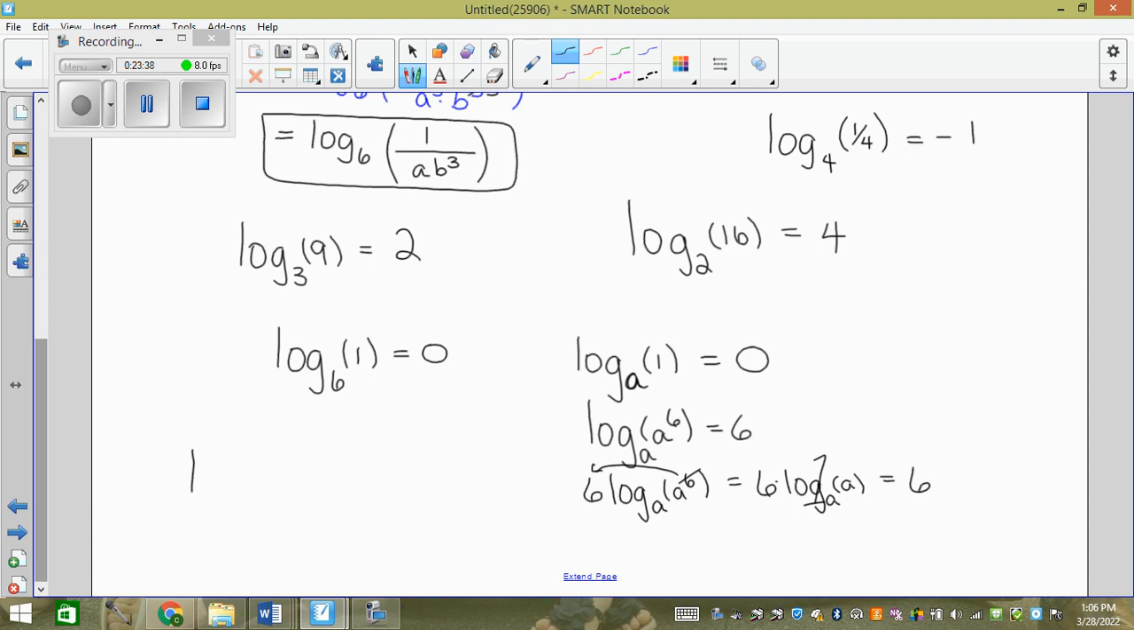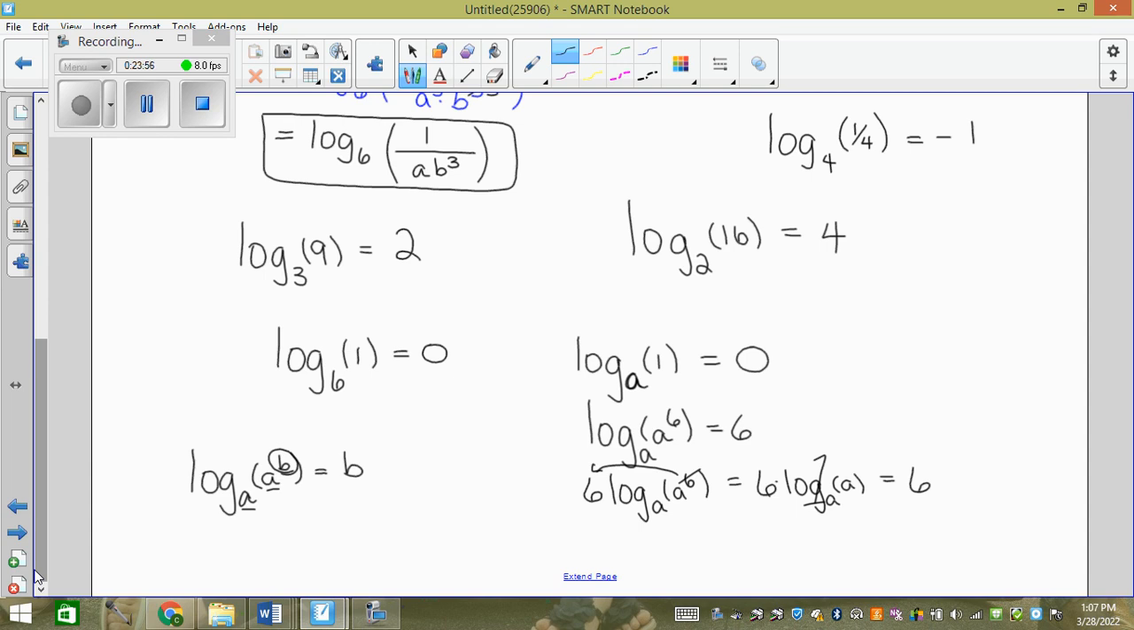So if I give you log base A of A to the B, what would my answer be? B. Your answer is B. So whenever the base and the base of the power are the same, your answer is just the exponent. Okay? We went through rules like that.